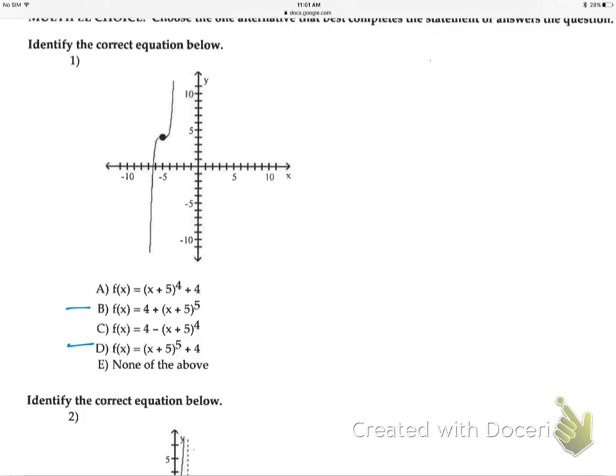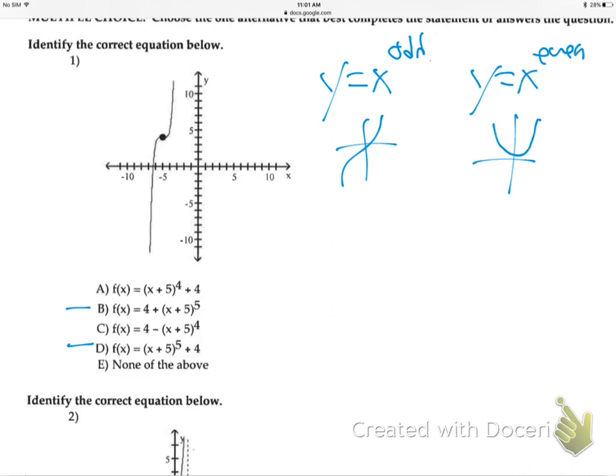Let me help. So basically, first off, is it an odd power? Remember, the odd powers all look like x cubed, don't they? All the odd powers look like x cubed, and all the even powers look like x squared, like x squared, x to the fourth. And this is x cubed or x to the fifth. So first off, it's an odd power. So it's not A, because that's an even power, fourth power. It's not C, that's an even power, fourth power. So it's B or D, first off.